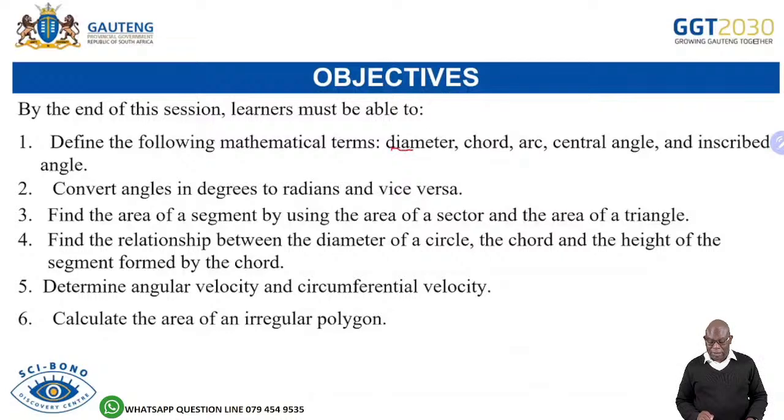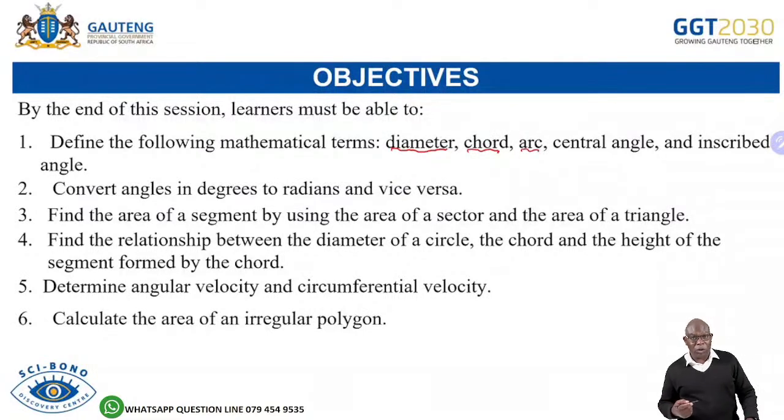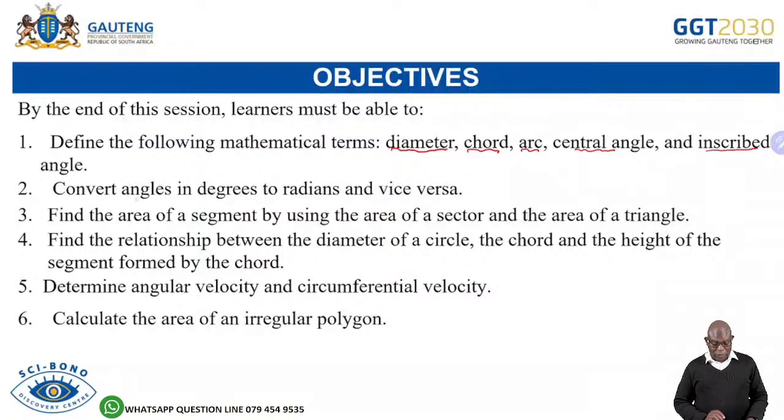In other words, we must understand what is a diameter. We need to understand what is a chord, what is an arc, and those are terminologies that are used in circles. What is a central angle? What is an inscribed angle? All this we need to know.